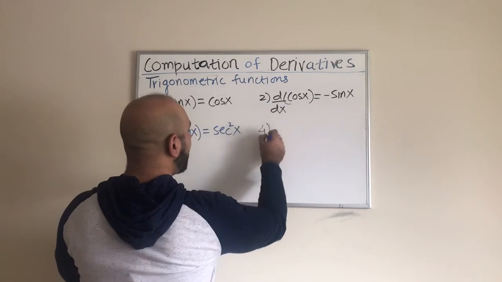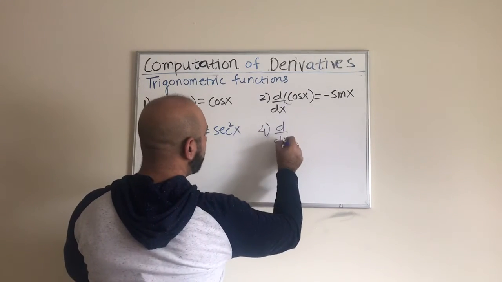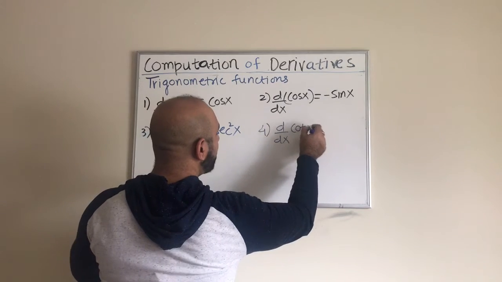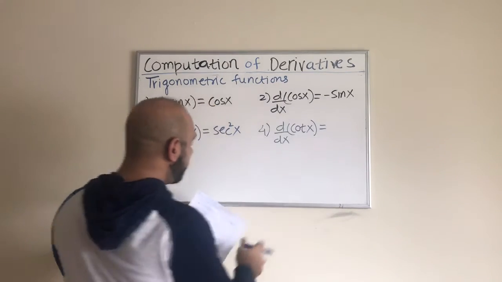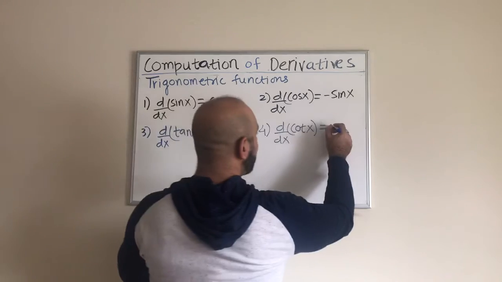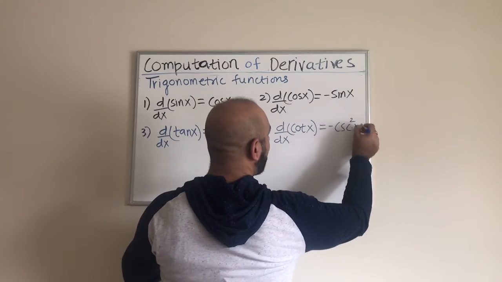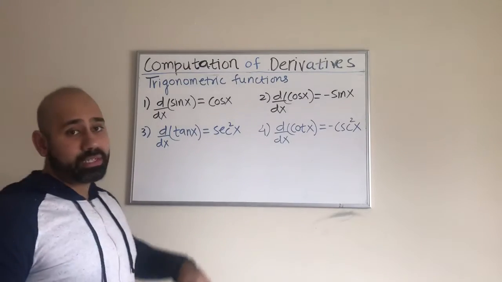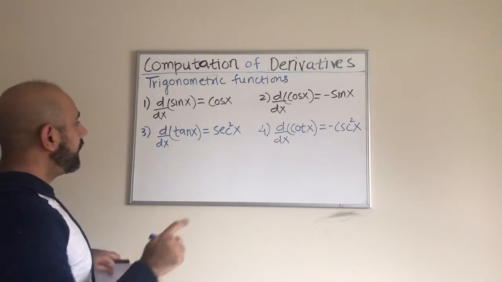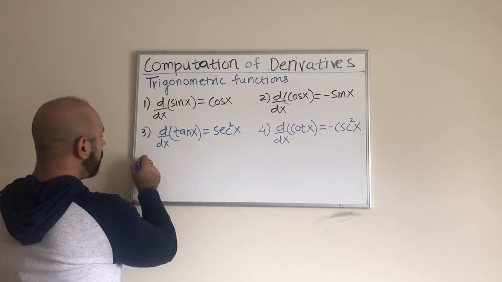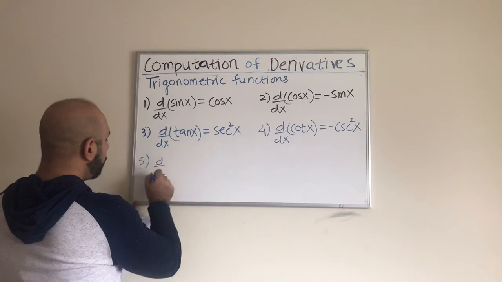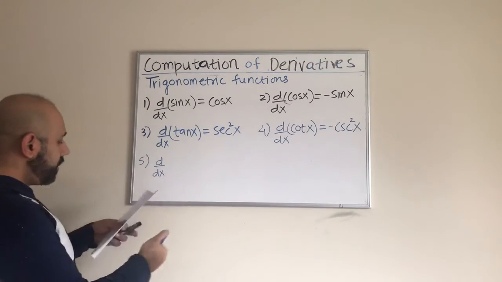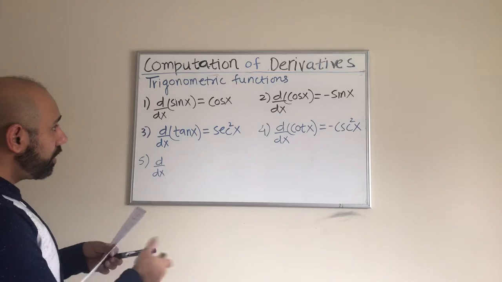Then moving on, guys, number four is the derivative of the cotangent, which is the reciprocal of the tangent, and the derivative of the cotangent is negative cosecant square x, where cosecant is the reciprocal of the sine. Here we know secant is the reciprocal of the cosine. And then guys, we have two more, the derivative of the secant and the derivative of the cosecant.